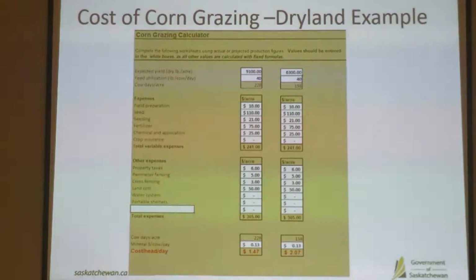Same mineral cost at 13 cents a day, so just in this example, we're looking at anywhere from $1.47 to $2.07 for corn grazing. So corn grazing, definitely an affordable option to feed your cows.